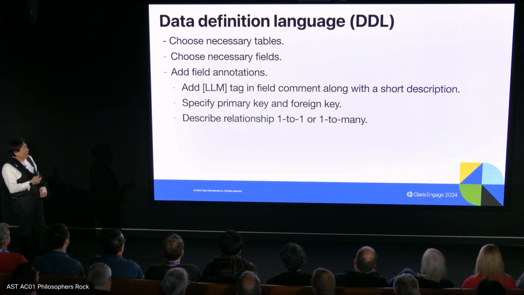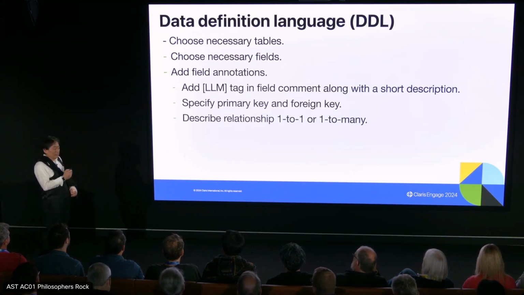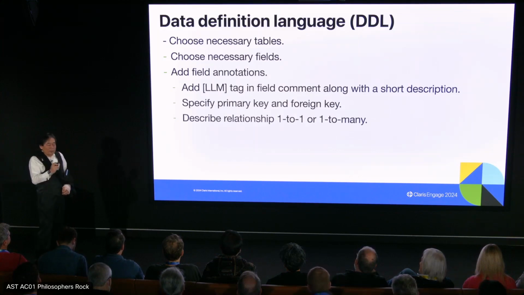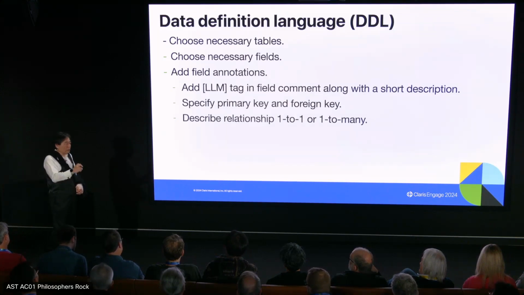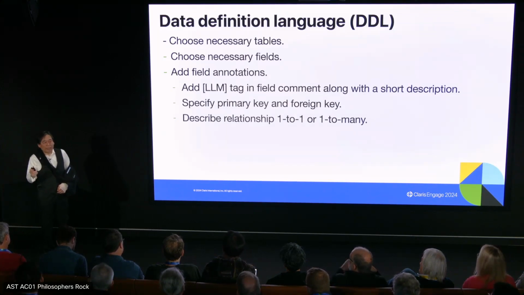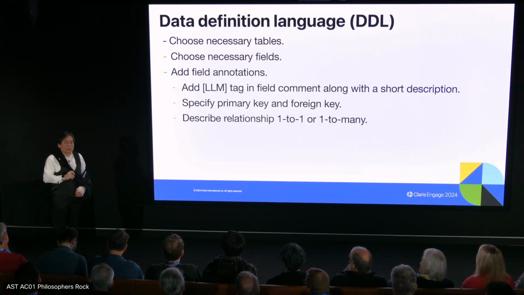And describe the relationship, one-to-one or one-to-many. Technically speaking, one-to-one is the default one. You don't need to specify that unless, say, in the schema, it could be confusing. And if you have a one-to-many relationship, please specify that. The example I showed you before, I specified one-to-many in the scores field. You can specify that in the foreign key as well.